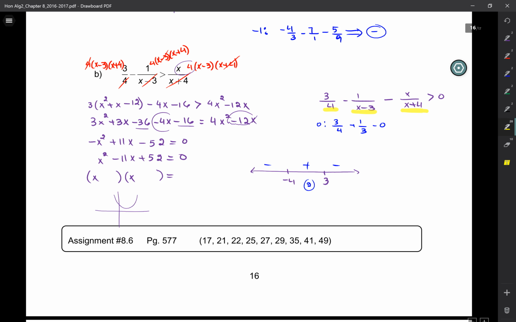Okay? Now, do I want the positive or the negative regions? Try again. Positive, because this is greater than 0. So that's the region between -4 and 3. Okay? And one last thing. If the inequality here had a greater than or equal to, then these would be less than or equal to or greater than or equal to. Do you see what I mean? So it has to be consistent. Okay.